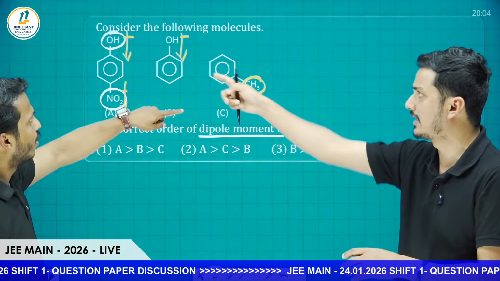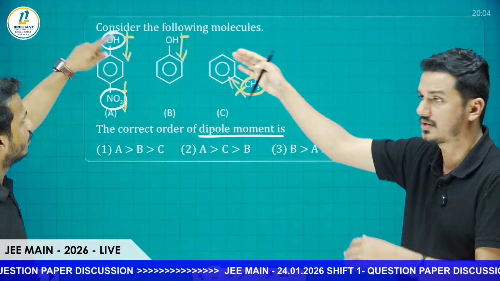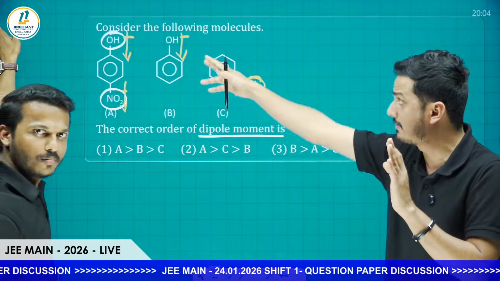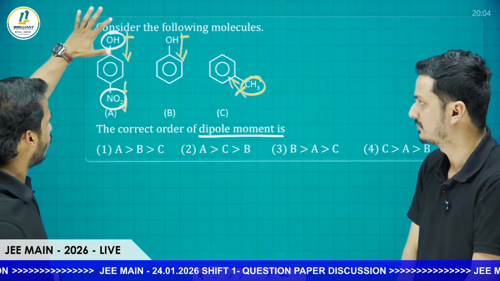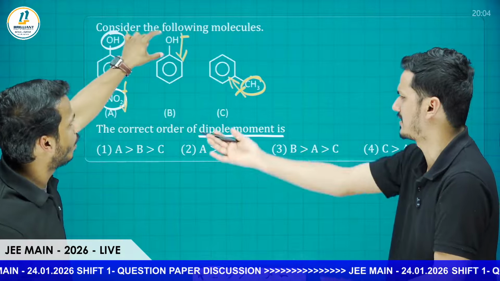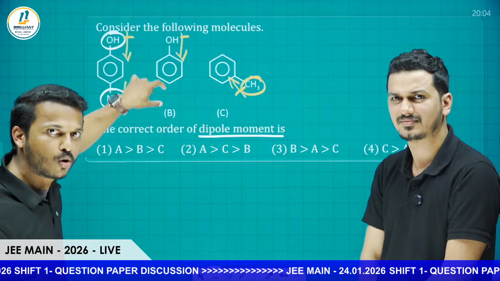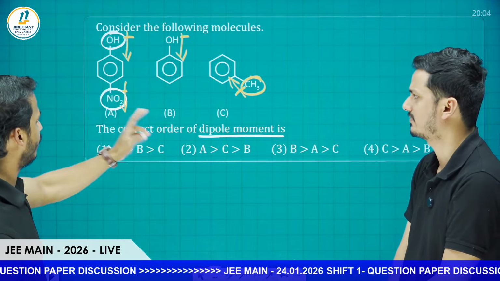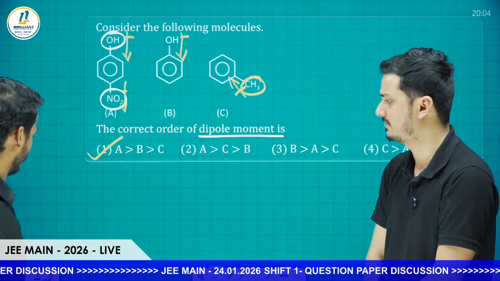So that is resonance, and this one is hyperconjugation. Resonance donating will be more, it can make the molecule more polar. So the highest dipole moment is A, then B, then C. Compared to OH and CH3, OH is the more donating one. So A, B, C. Option 1 is that.